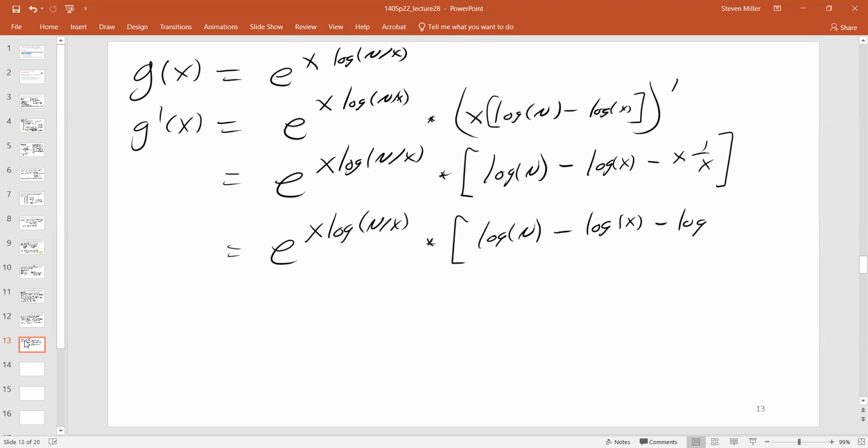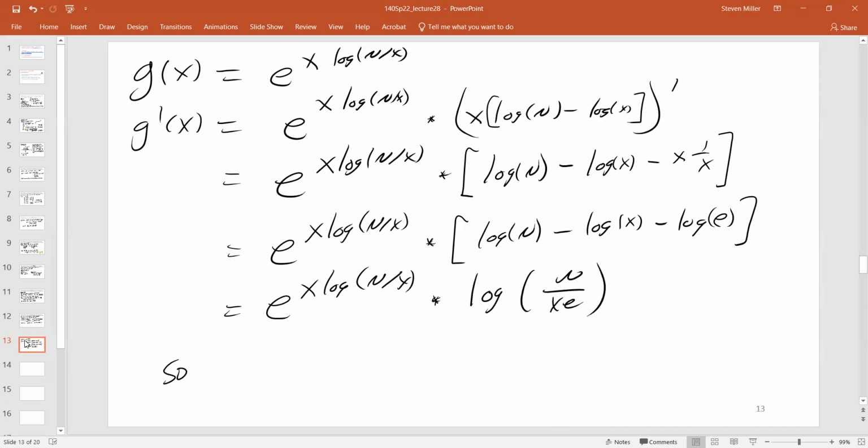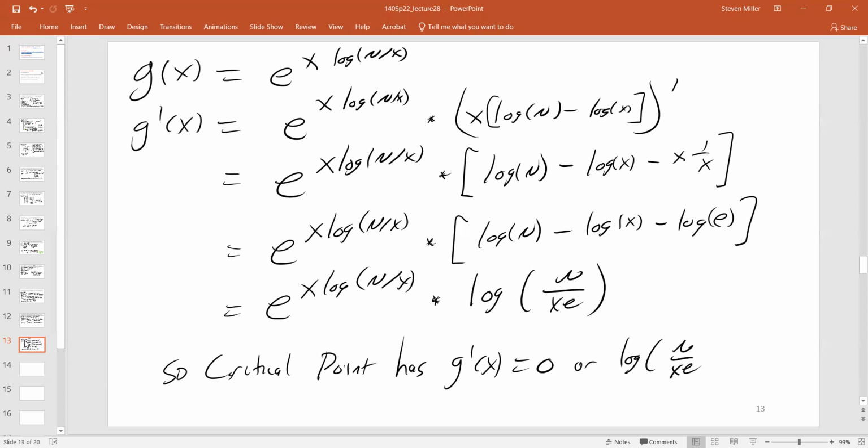And I can write 1 as just the log of e. Right, the natural log of e is just 1. And this way I can combine everything. E to the x log n over x times the log of n over xe. So a critical point has g prime of x equals 0, or the log of n over xe equals 0.